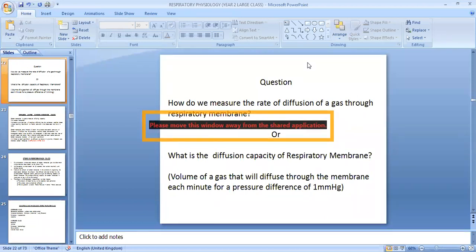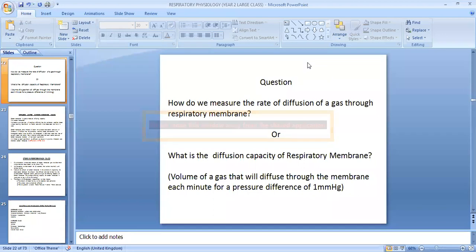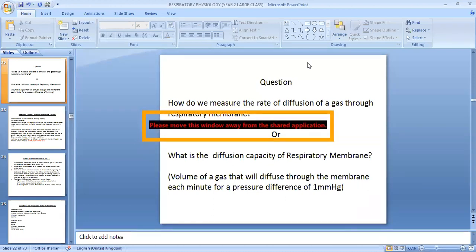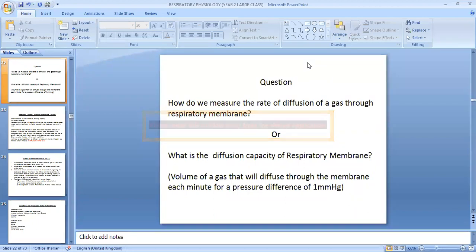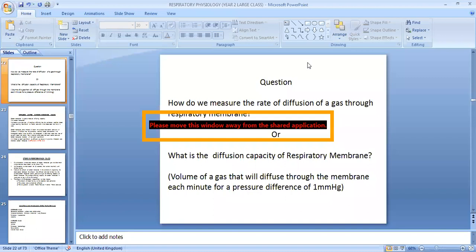Now, the question: how do we measure, therefore, the rate of diffusion of a gas through a respiratory membrane? Two, what is the diffusion capacity of a respiratory membrane? When I talk about the diffusion capacity of the respiratory membrane, this is the volume of a gas that will diffuse through the membrane each minute for a pressure difference of 1 millimeter mercury. That is what determines or indicates the diffusion capacity of the respiratory membrane. By the time we answer these two questions, we'll be summarizing the question of the diffusing capacity of respiratory membranes.